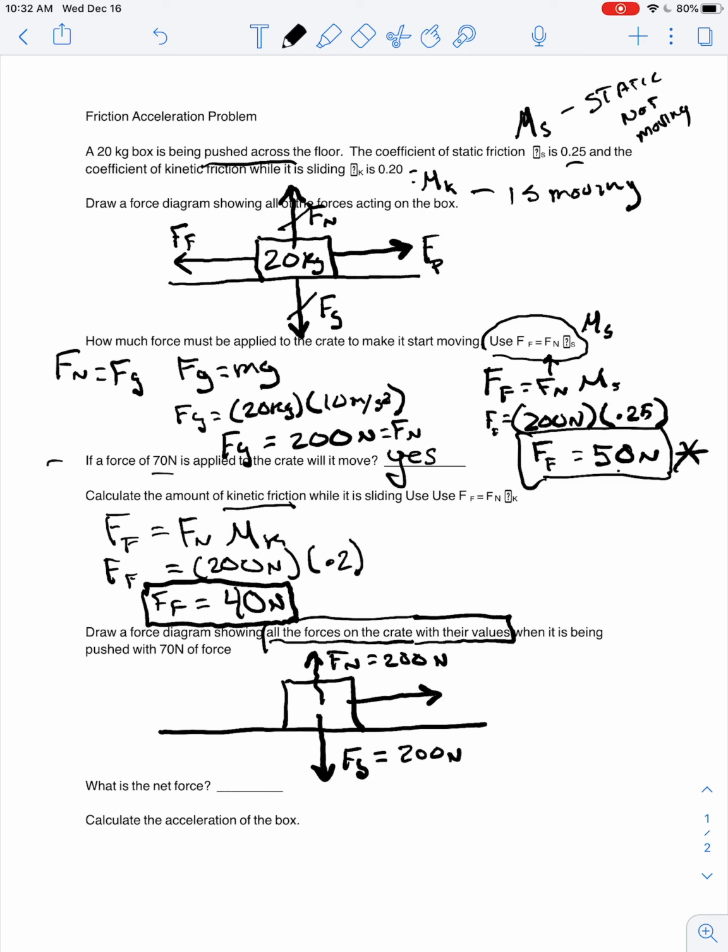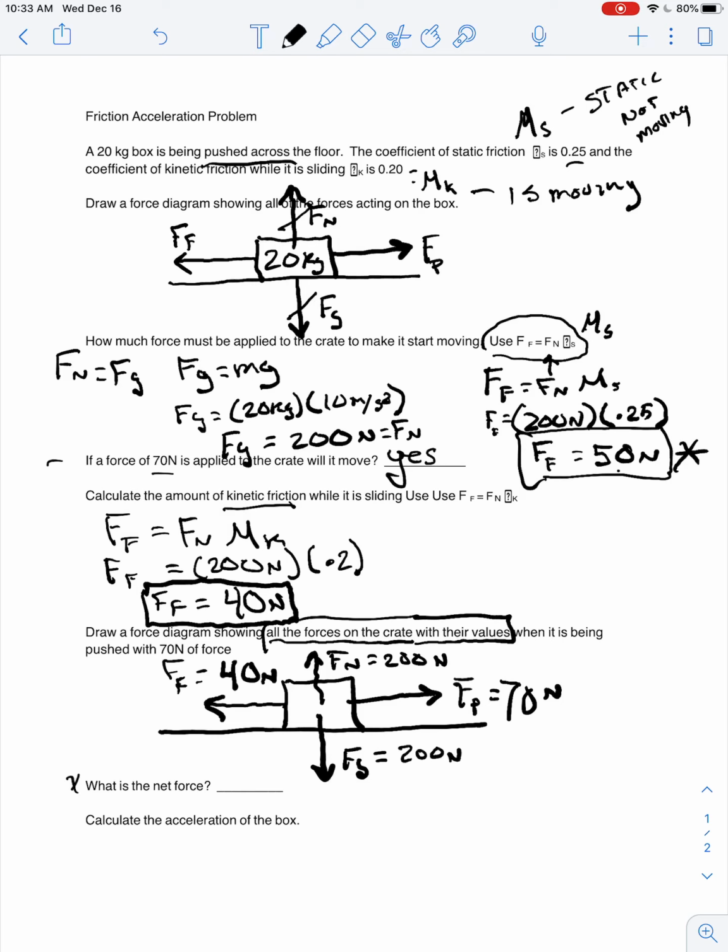I'm going to put my push in here: Fp equals 70 newtons. And then I'm going to draw my friction in here. And it is moving, so I'm going to label my friction with the kinetic friction of only 40 newtons. So not the 50, let me fix that, but the 40. And the 7, it looked like a 2. There we go, 70 newtons.